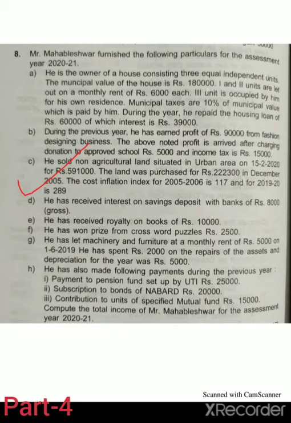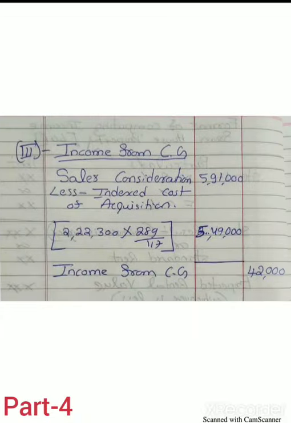On 15/2/2020 for rupee 5,91,000. The land was purchased for rupee 2,22,300 in September 2005. The CII, cost inflation index, for 2005-06 is 117 and for 2019-20 is 289. So agricultural land situated in an urban area, we know it is a capital asset. If you sell a capital asset and make a gain, that one is a capital gain.